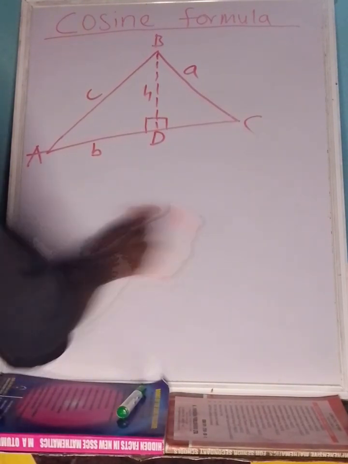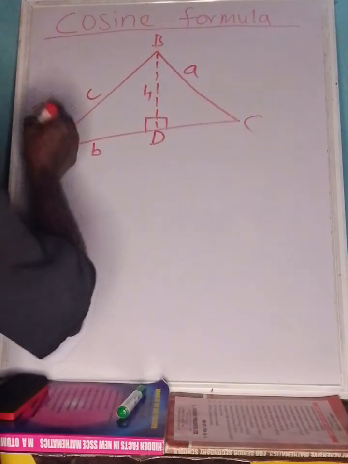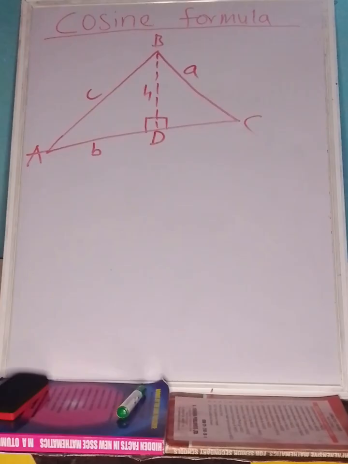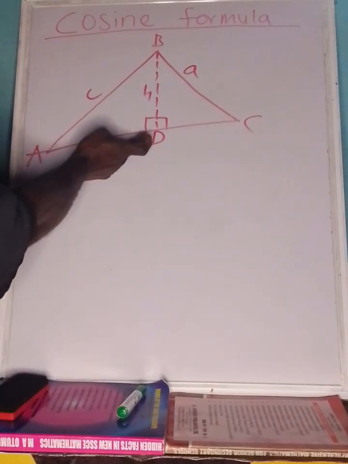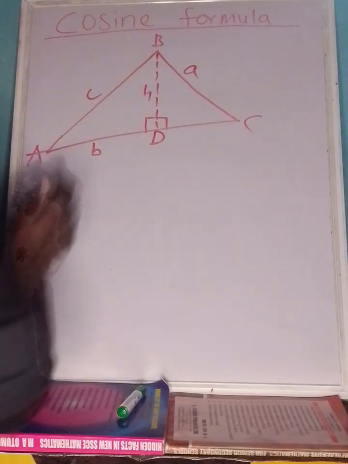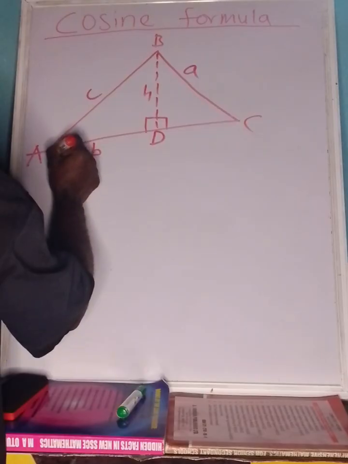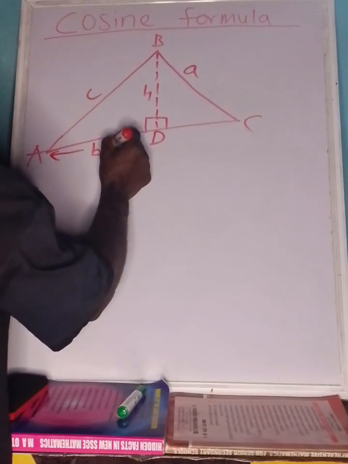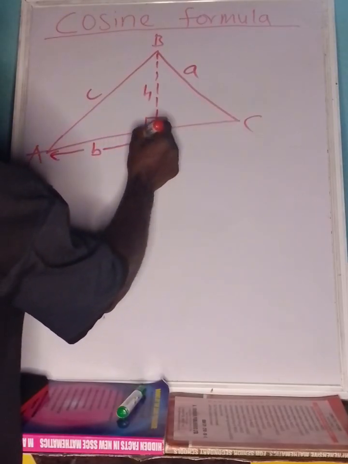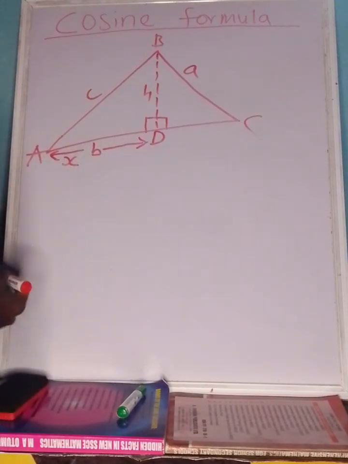Now, look at what we are going to do here. We are going to label the base length of ABD. This is the base length of ABD. We are going to label it as what? As x. So we'll put x here.